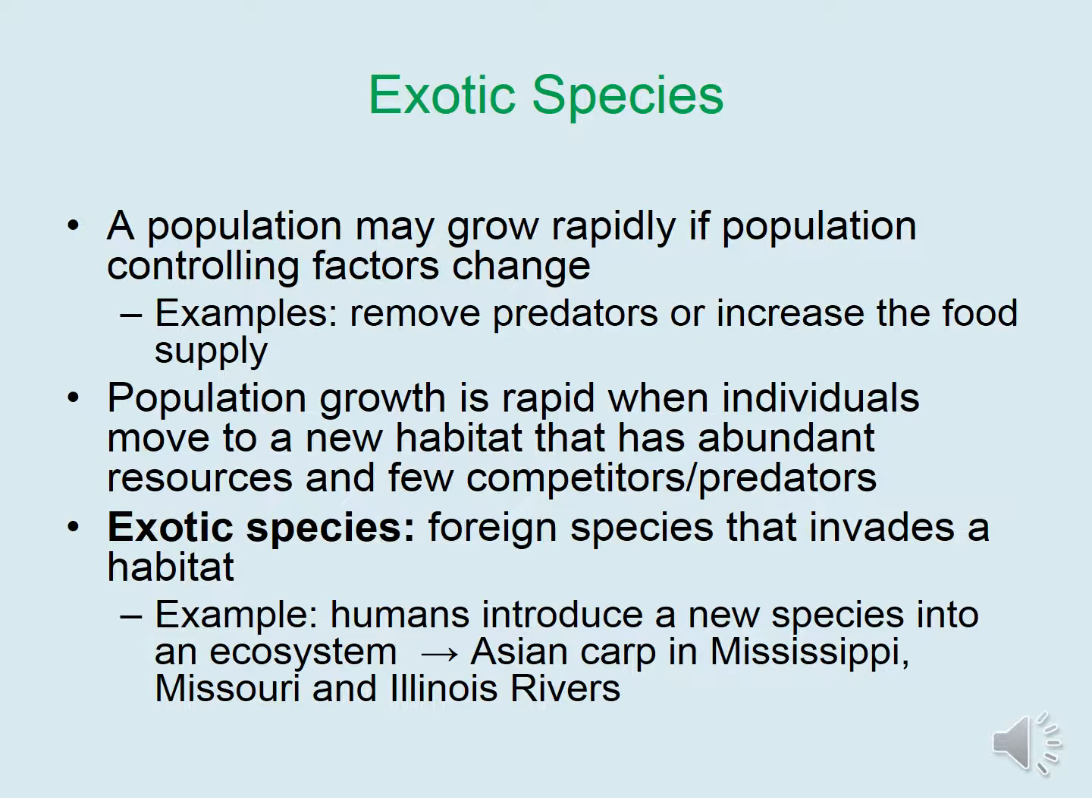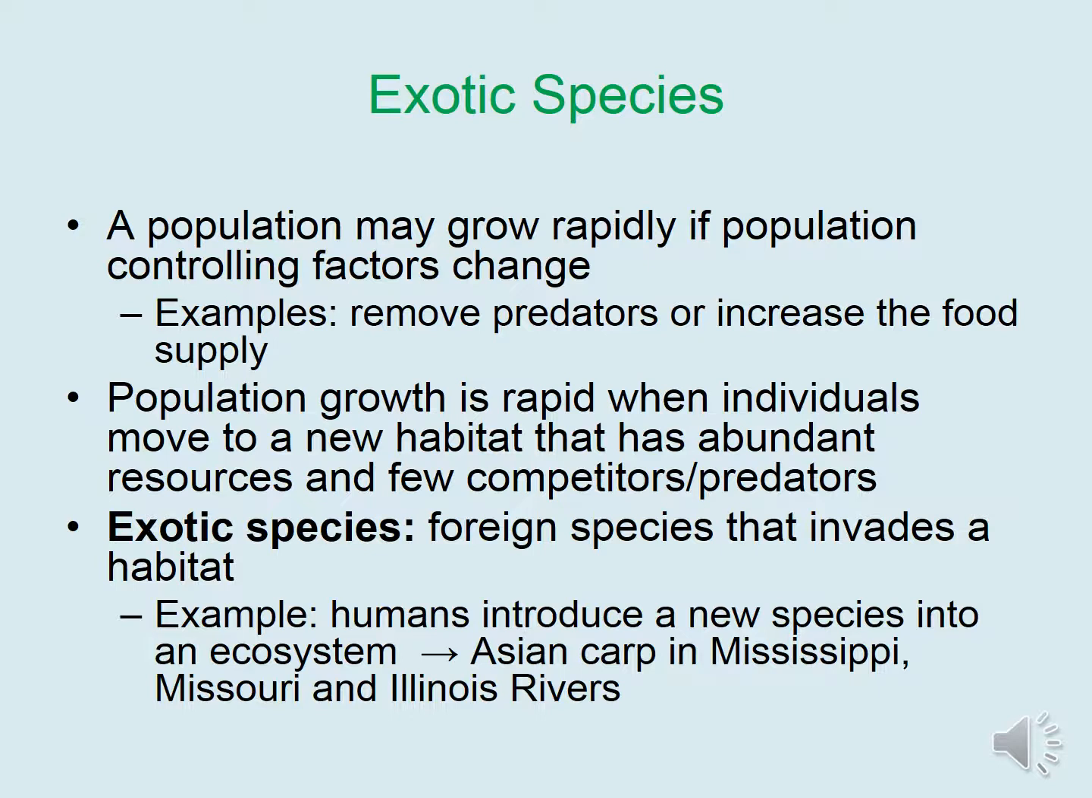Population growth is also rapid when individuals move to a new habitat that has abundant resources and few competitors for those resources, along with no predators that feed on the new organism that has moved into the area. This is an example of an exotic species in which a foreign species invades a habitat where it does not normally live. This is often at the hands of humans.